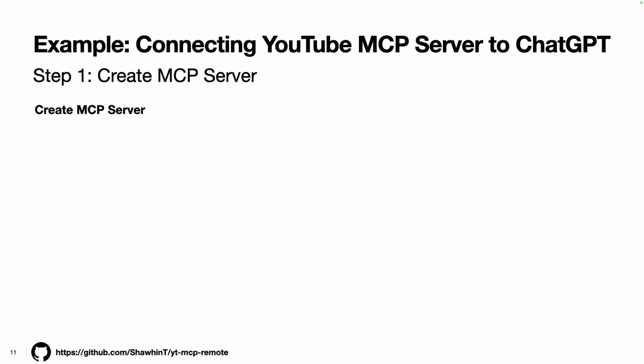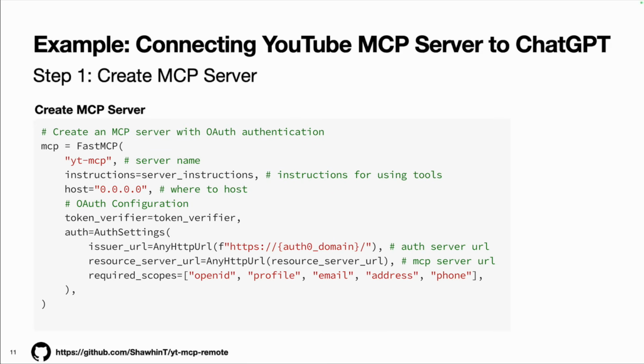Once we have all these things in place, we can create our MCP server using this FastMCP class. We have a few inputs here. So the first is the server name. The next are the server instructions. Next, we can specify the host. Here I put 0.0.0.0, and that's just because Railway was defaulting to 127.0.0.1, which doesn't allow external access. So I just changed it to this.